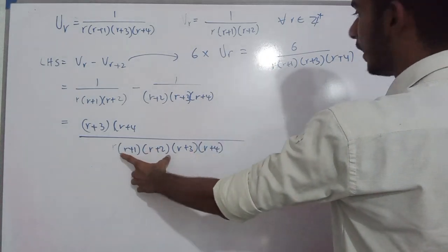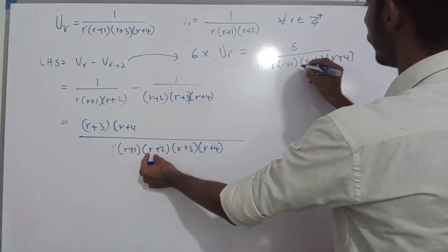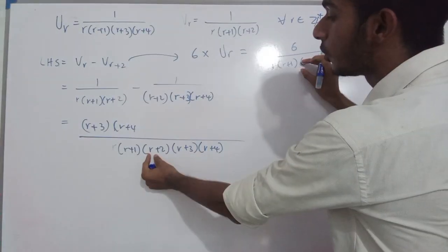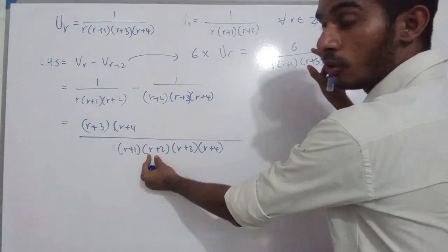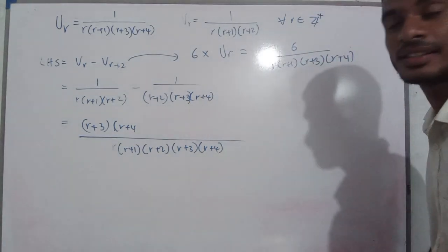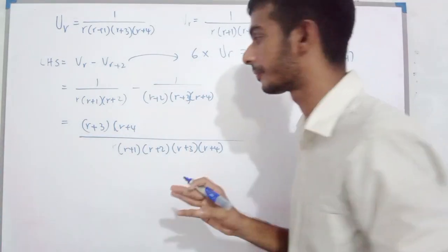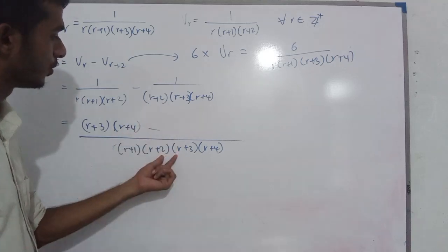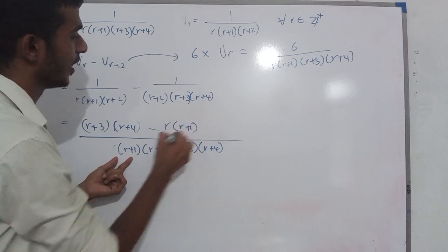But in the denominator, one term is missing. R okay, R plus 1 okay, R plus 2 is not there. So in the denominator, R plus 2 has vanished. So we should obtain R plus 2 in the numerator also. Then only they can cancel each other. Okay, this idea should be in mind with experience. R plus 4 minus R plus 2, R plus 3, R plus 4. So R into R plus 1 is there.